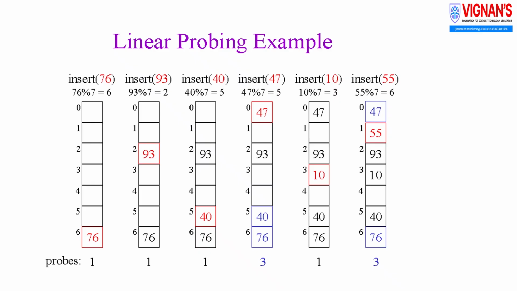Finally, insert 55. 55 mod 7 equals 6. But index 6 is occupied by 76. Next, index 0 is occupied by 47. Next, index 1 is empty. So 55 is placed at index 1. Number of probes, 3. This example clearly shows how linear probing resolves collisions by checking the next available slot sequentially.